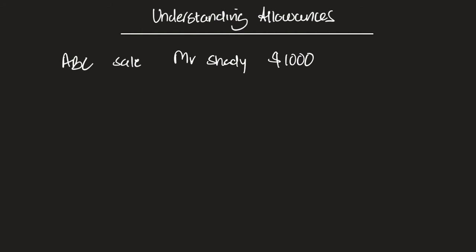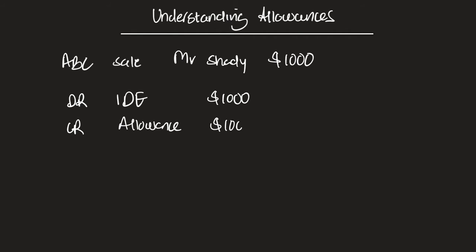Now, in creating the initial allowance, they would debit the irrecoverable debt expense, which I'll abbreviate as IDE, for 1,000, and they would credit an allowance for receivables account, which is a separate ledger to the receivables, for the same amount. Now, let's take this a step further and assume that at the end of the year, this was the only balance within the allowance for receivables ledger. So at the first year end, the carrying value of the allowance ledger is simply going to be 1,000.